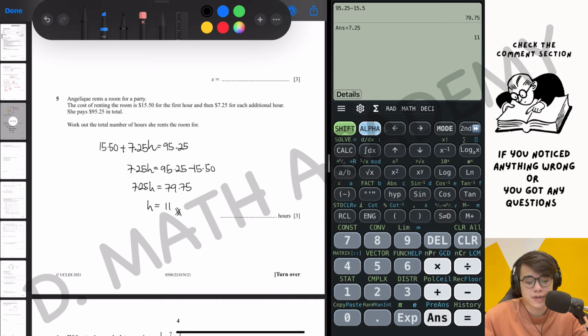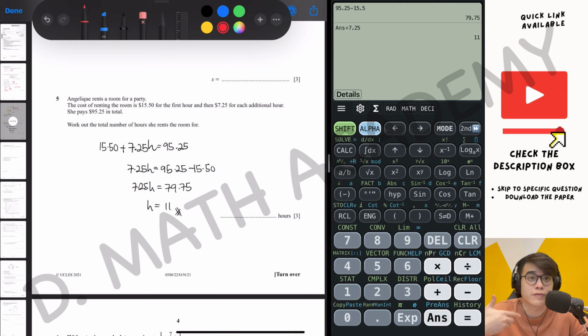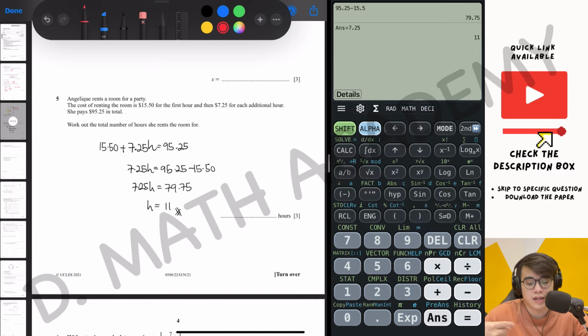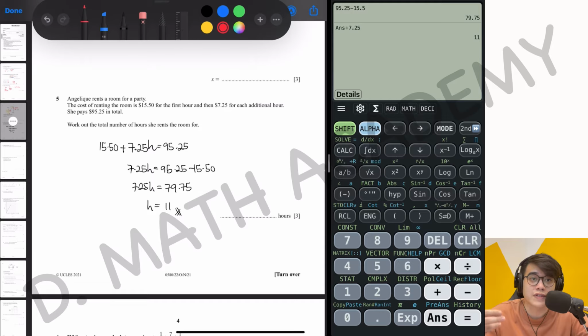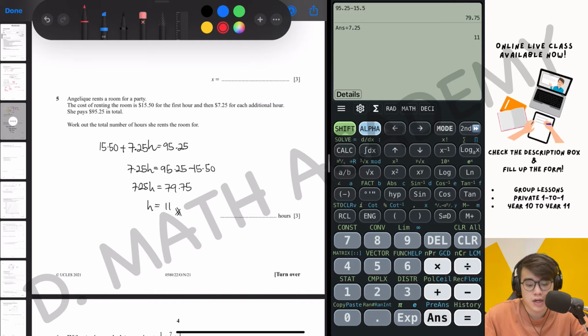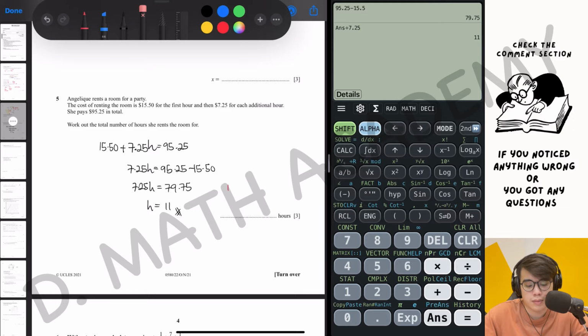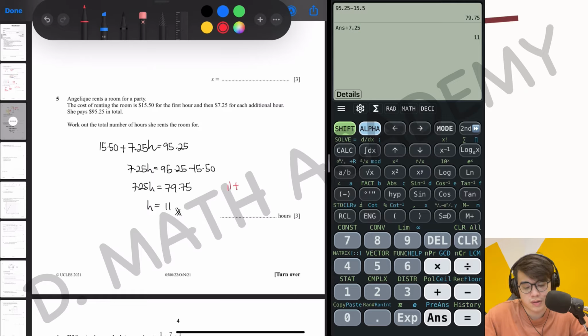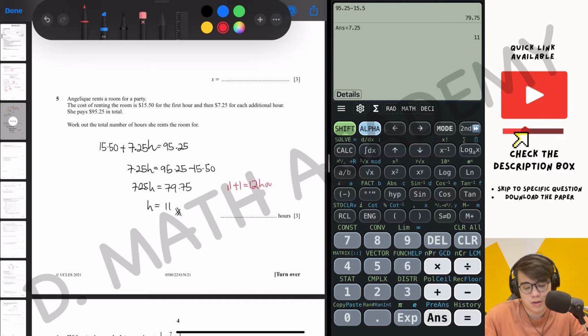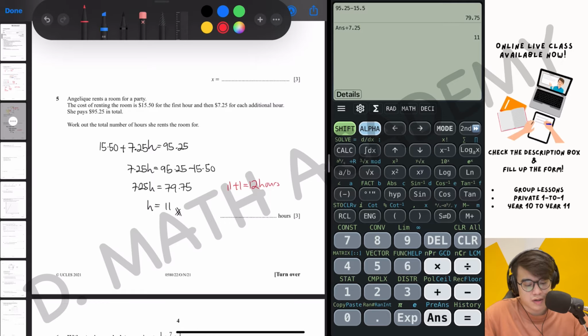Please remember we actually rented 1 hour extra for the moment we step into the room. So any hours, the H here that we identify, is the additional hours after that. So to get to your final answer, just take 11 plus 1, then you get your answers. So that's how you secure the marks for section 5 here.